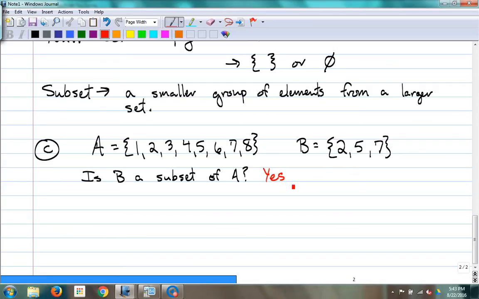Now, let's learn a little notation that goes with that. To say that B is a subset of A, the notation looks like a capital C, but then you put a little bar underneath it so that you know it's the subset symbol. That says B is a subset of A. That's how that reads. B is a subset of A.